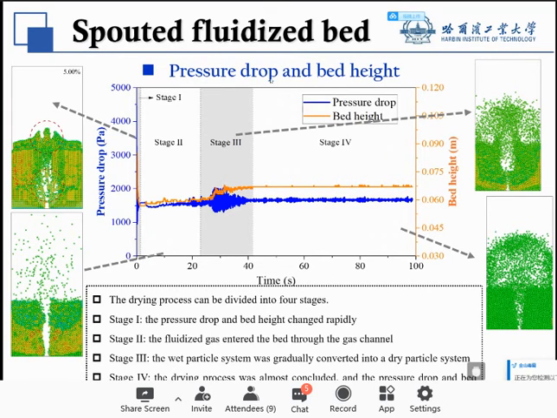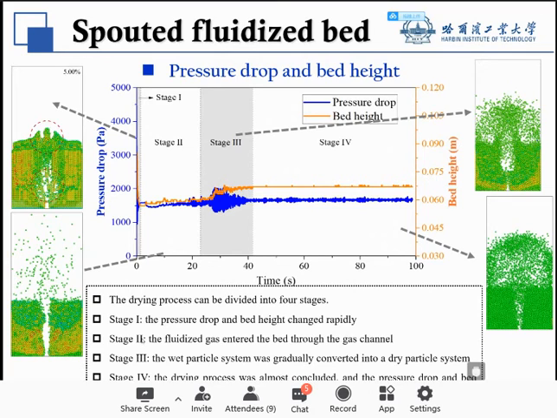According to the pressure drop signal, we could divide the drying process into 4 stages. In the first stage, we can find that the pressure drop and pattern changed rapidly because there is obvious agglomeration, which is a resistance for the gas movement. So the pressure drop changed rapidly.